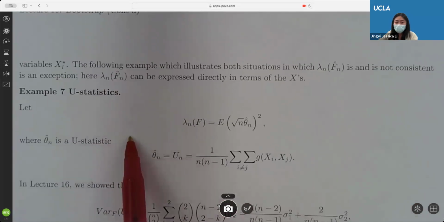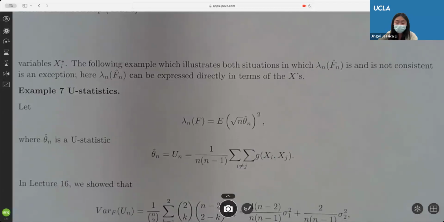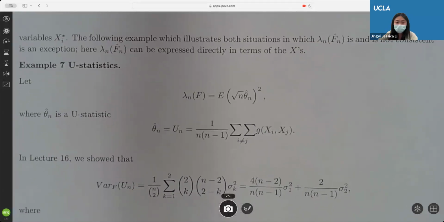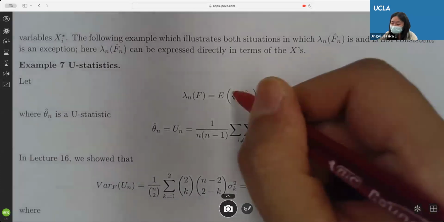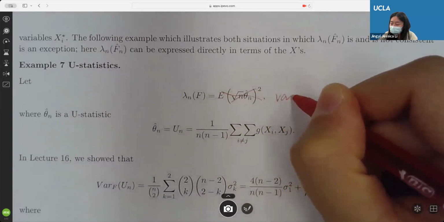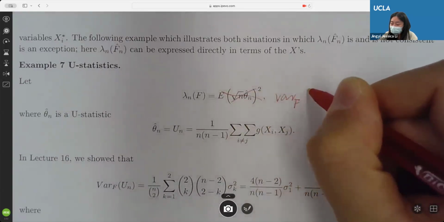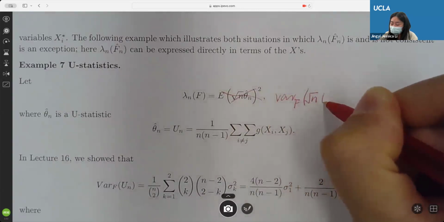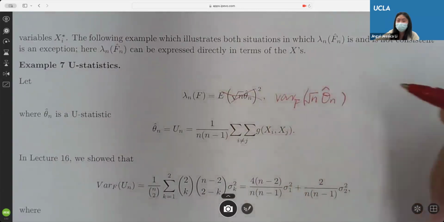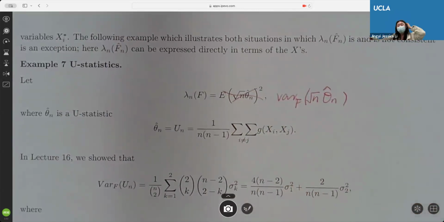Now let's look at this. I think I would change this to be variance. That's something I want to do. Variance under F of this, change it to this. So it's basically the variance of the estimator, but I scale the estimator by root n. So I want to make sure this variance is not going down to zero.